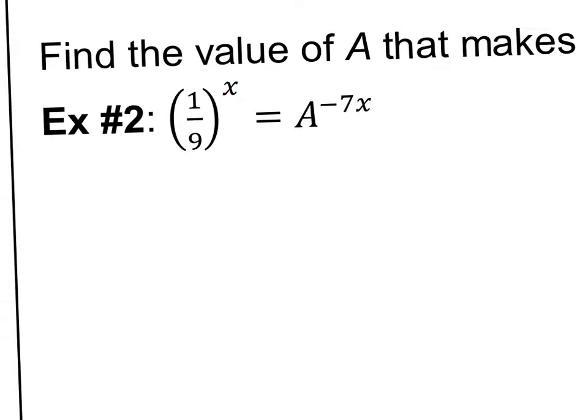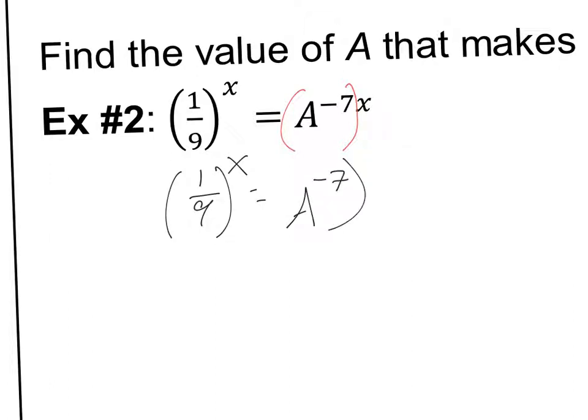Well, before I do anything, I'm just going to try and get these things to look somewhat similar in their form. And I see that this side has an x in the exponent, and so I want just an x in the exponent here. So one of the first things I do is I notice that these things are multiplying. That means that I can think of this as parentheses here. So if I was to rewrite this, it'd be 1/9 parentheses to the x equals a to the -7th parentheses to the x. Well, that means if they both are equal, and we have this x out here, that means that anything inside these parentheses has to be equal as well.